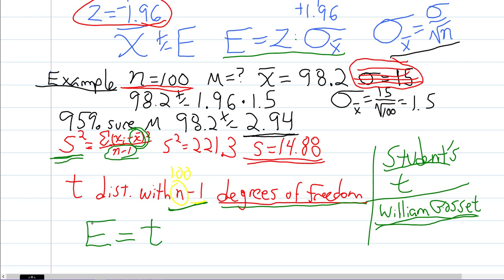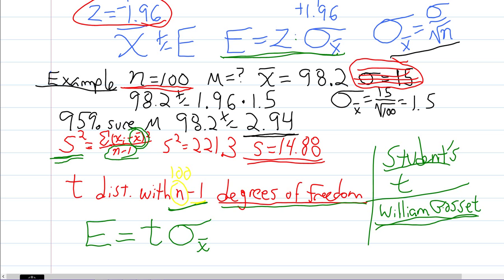So anyway, when we calculate this margin of error, instead of a z times a standard error, it's going to be a t times a standard error. But the t and the z are serving the same function. The z told us how many standard errors we need to go above and below the mean to get our confidence interval. The t is going to be doing the same thing, and it's going to be a similarly sized number. It's just going to be a little bit different.